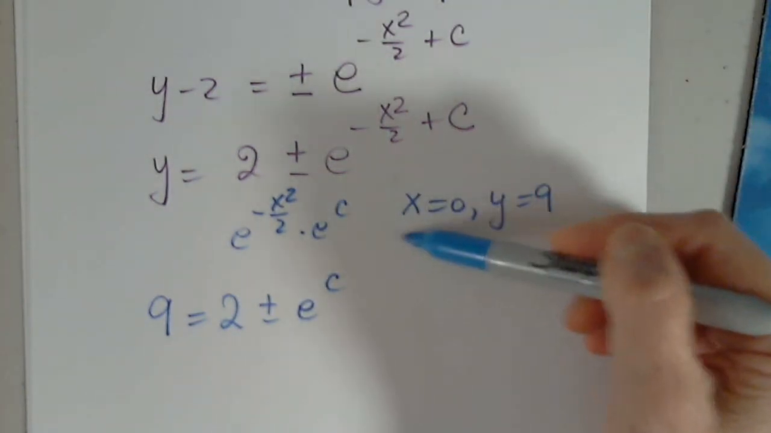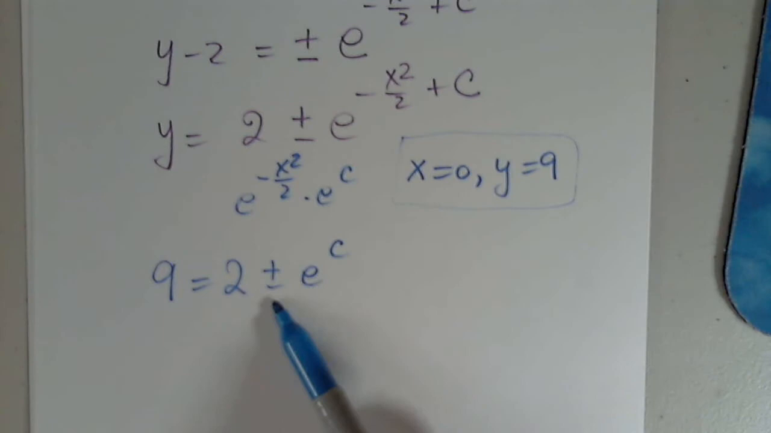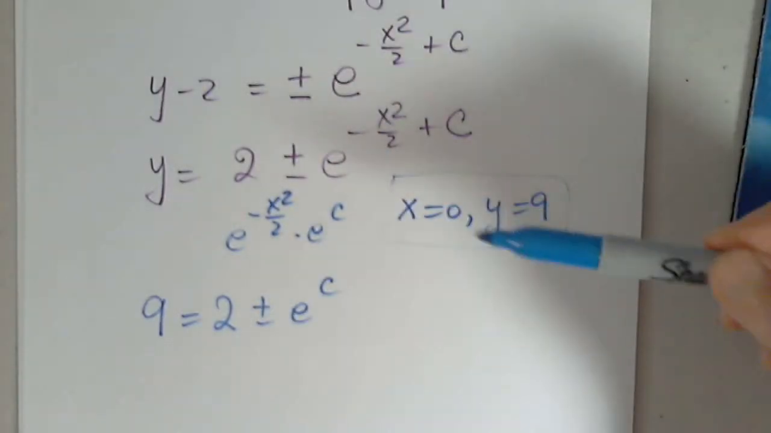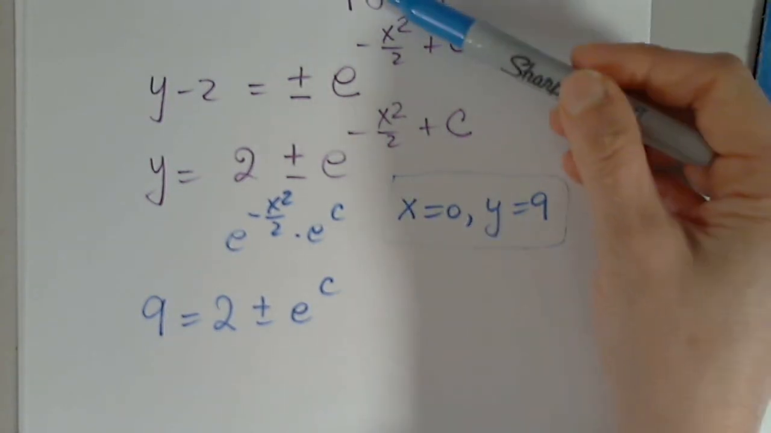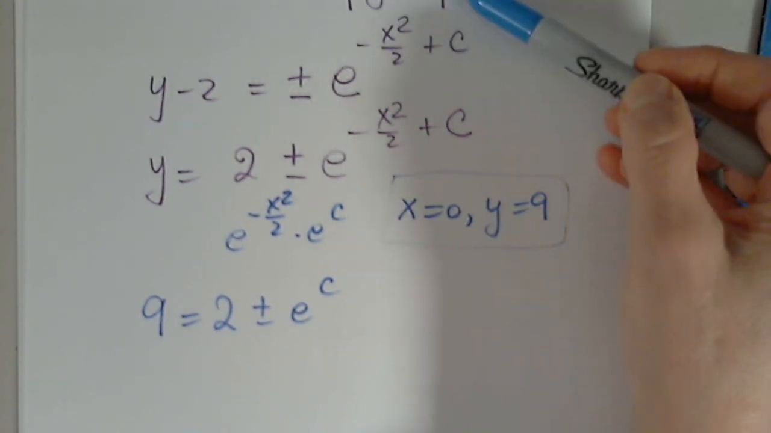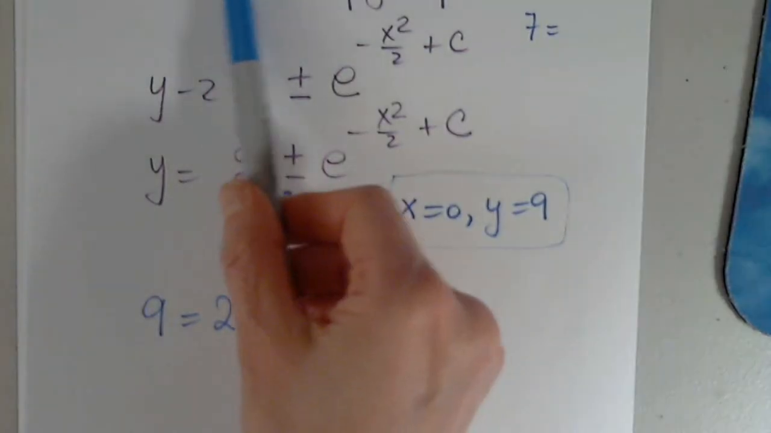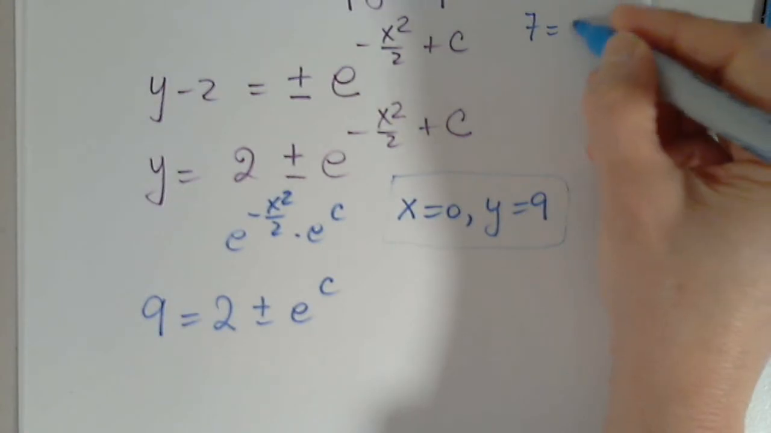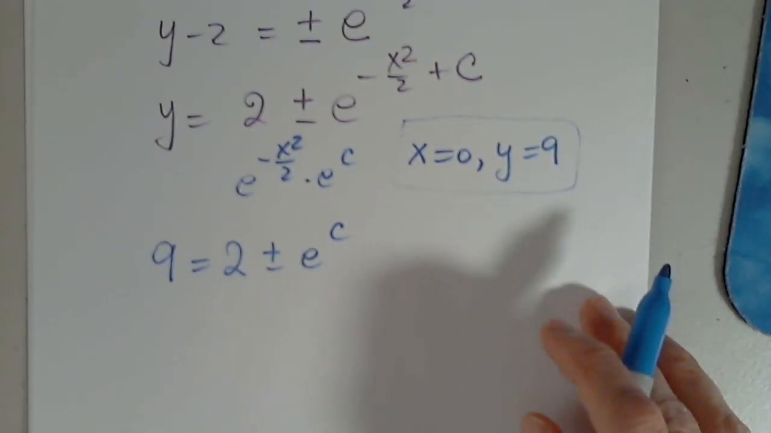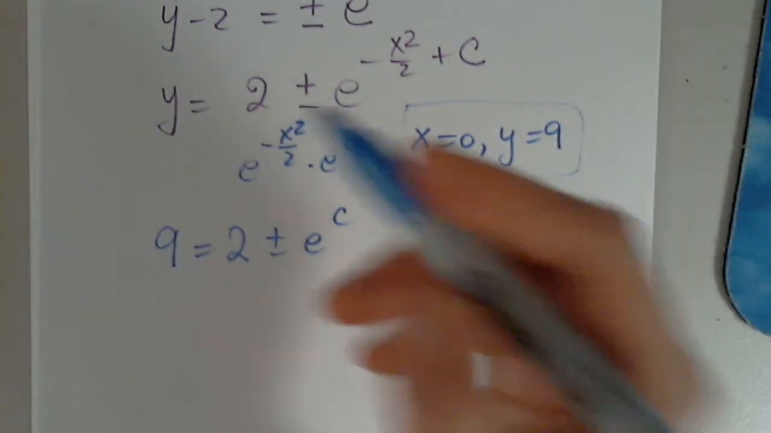We could have done this here. Because I'm sure you're going to ask, what about this plus or minus? I don't have to reach this point. So I can put here y equals 9. So 9 minus 2 is 7. The absolute value is 7. So then 7 equals, and when I plug in 0, I get e to c. So e to c is 7. So I come back.